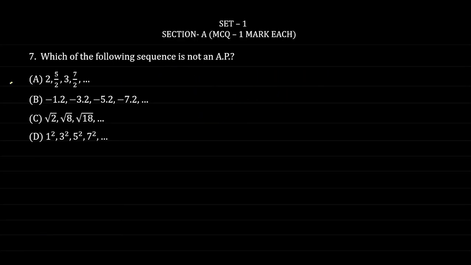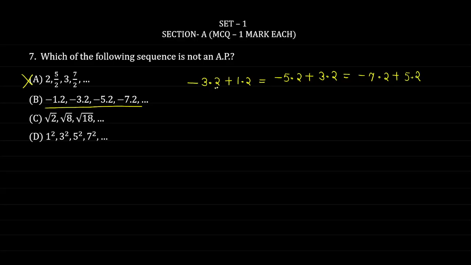So first one could not be the answer. Let's go for the second one. In the second one, we can see that minus 3.2 plus 1.2 should be equal to minus 5.2 plus 3.2 should be equal to minus 7.2 plus 5.2. Okay. Why this plus? Because of second term minus first term. So minus minus is plus. That is why. Anyway, so here we will be getting minus 2 everywhere. That means this is also in AP because the common difference is same. Okay, so this could not be our answer. This might look like your answer.